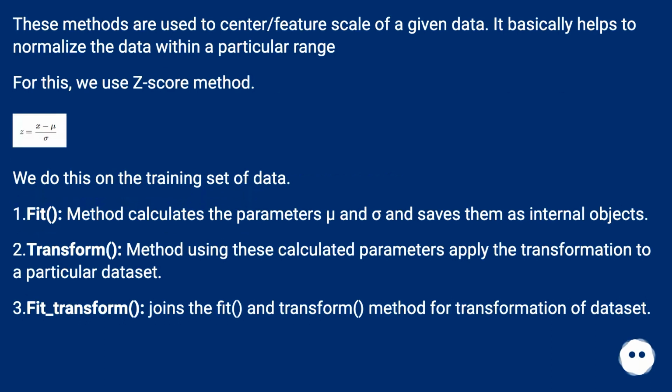These methods are used to center or feature scale a given data. It basically helps to normalize the data within a particular range. For this, we use the z-score method. We do this on the training set of data. 1. The fit method calculates the parameters mu and sigma and saves them as internal objects. 2. The transform method, using these calculated parameters, applies the transformation to a particular dataset. 3. Fit_transform joins the fit and transform methods for transformation of the dataset.